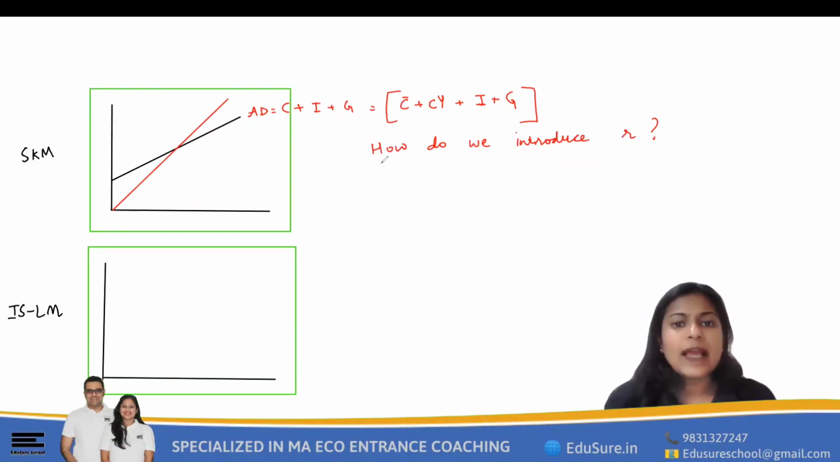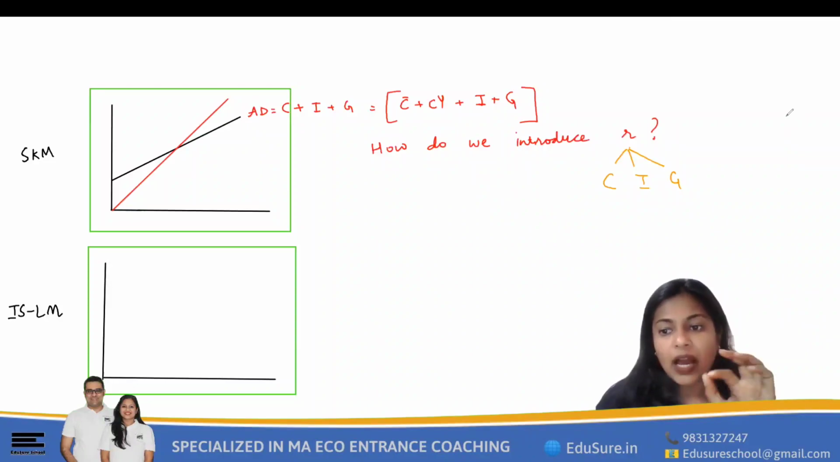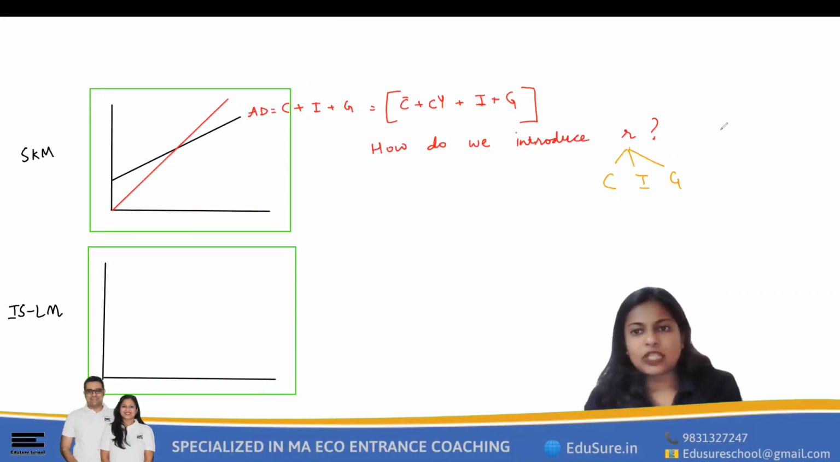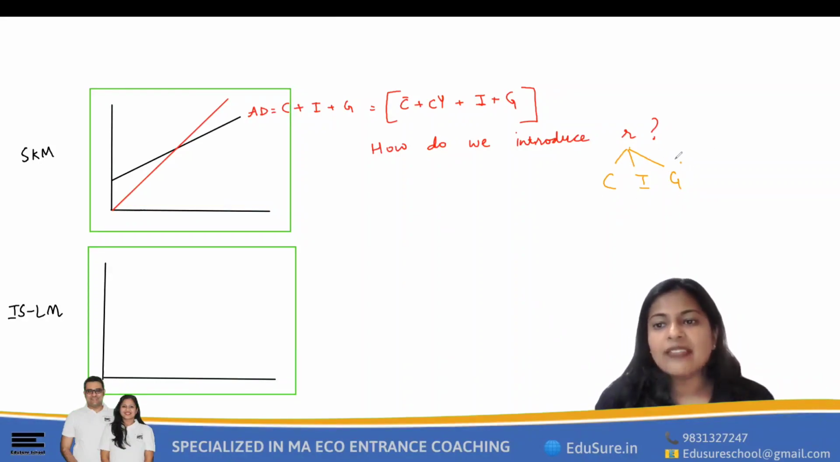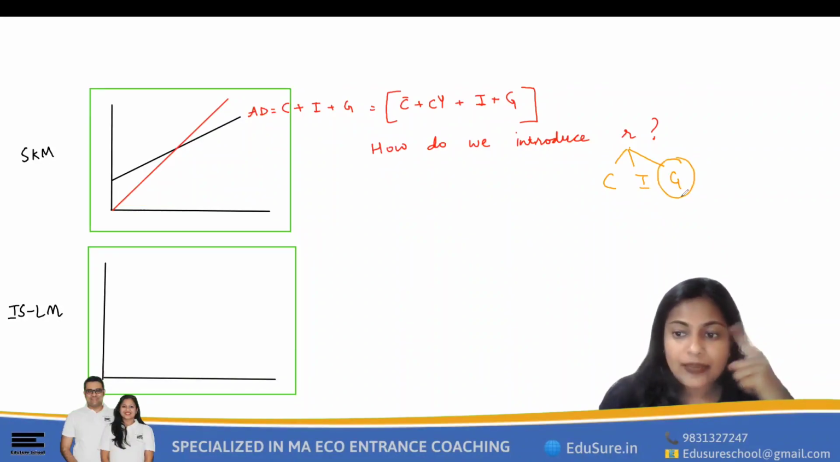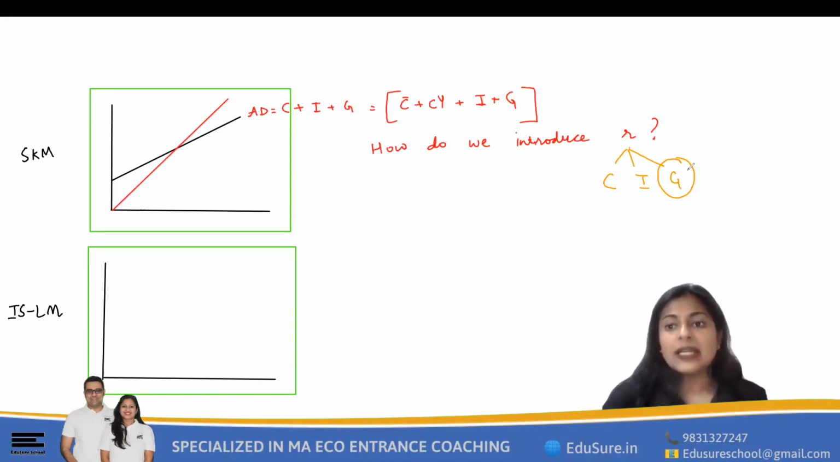So we have to see how R influences C, I, and G. Is R influencing consumption, investment, or government expenditure? Is it influencing anything? So the first question, the easiest one, is R influencing government expenditure? Does government take the rate of interest into consideration before they decide how much to spend? Does government do that?